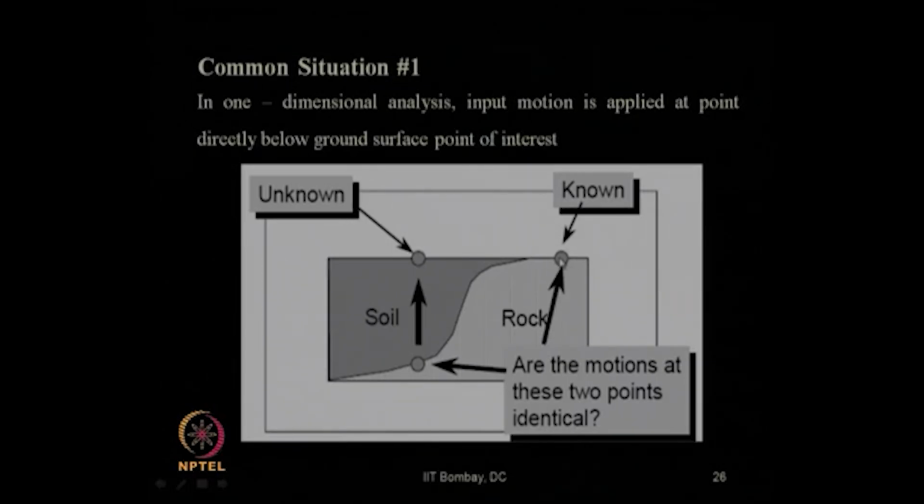So, this is known. Now, this motion and this motion should be different. Is the motion at the two points identical? No, they cannot be identical, because one is a free surface and this is underlain by a soil layer, right.